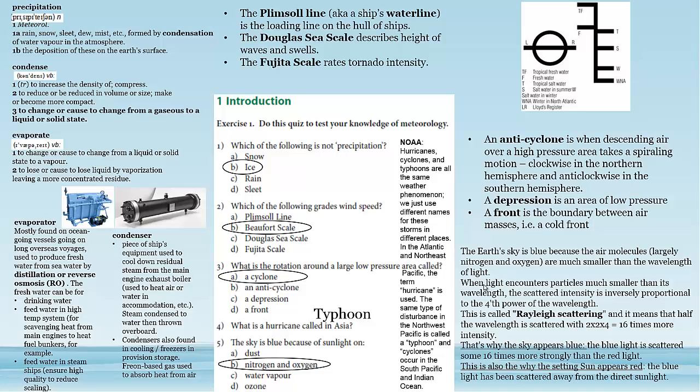So that's why the sky appears blue. The blue light is scattered some 16 times more strongly than red light. And that is also why the setting sun appears red. The blue light has been scattered away from the direct sunlight. Well, I hope that makes sense.